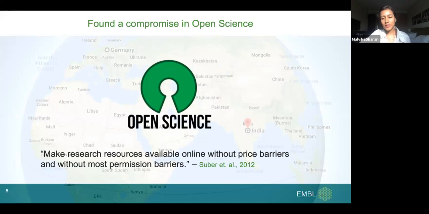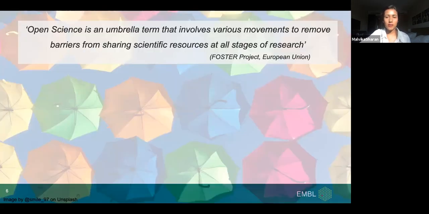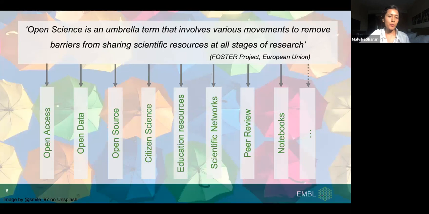So open science was a place where I found compromise for all these. Open science means making research resources available online without price barrier and without most permission barrier. Open science is an umbrella term. It includes things such as open access, open data, open source, peer review, notebooks, and so on.